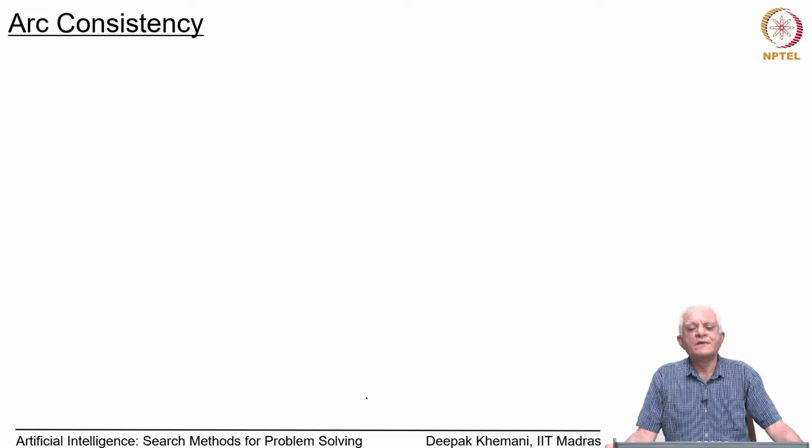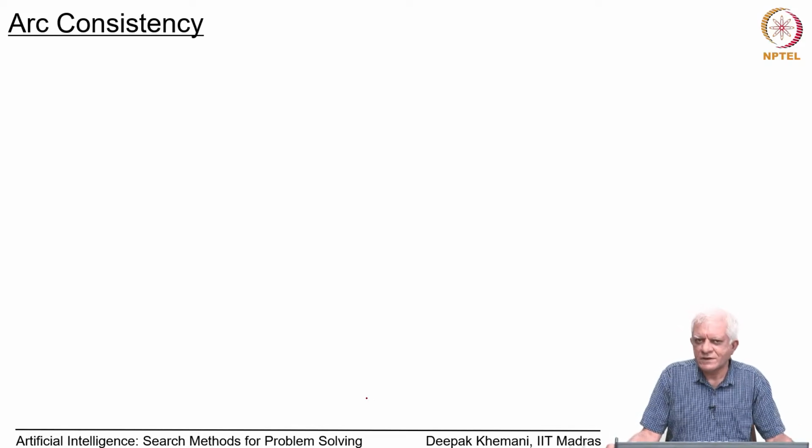So, welcome back. We just looked at algorithmic backtracking and we observed that it suffers from the problem of running into combinatorial explosion, like blind search that we have seen earlier does. And we have decided to look at a couple of ways of alleviating that problem, and the first thing we want to look at is consistency enforcement.